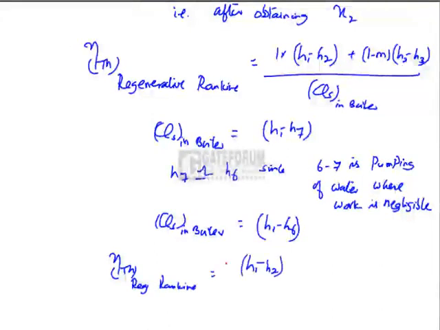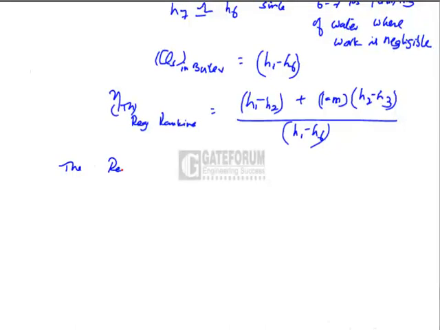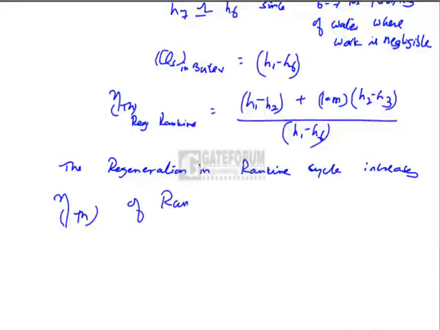H1 minus H2. Before bleeding, what is the work done? After bleeding, the work done in the turbine is 1 minus m into H2 minus H3 divided by H1 minus H6. The regeneration in a Rankine cycle increases thermal efficiency of a Rankine cycle. In fact, regeneration, a main objective is to increase the thermal efficiency.